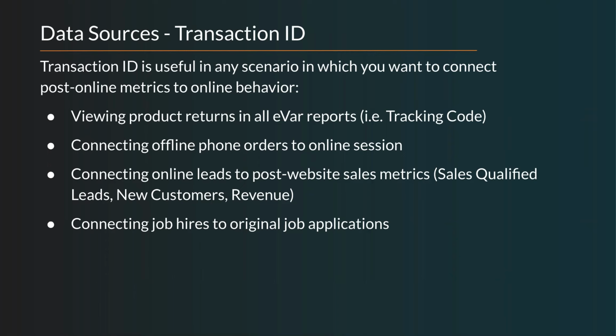You can connect online leads to post website sales. So maybe someone fills out a form and later revenue comes in. You can actually look at all of the stuff they did on the website. What was their entry page? What was the search term they used? What was the tool that they used on the website? And tie that to downstream qualified leads, new customers, and revenue. And in one crazy case, I even did this for a customer where they wanted to look at what was the campaign that led to someone coming to the website to fill out a job application, and then see if they actually got hired, and even tie it to maybe their performance review a year later. So anytime you want to connect the online to offline, you can use transaction ID.